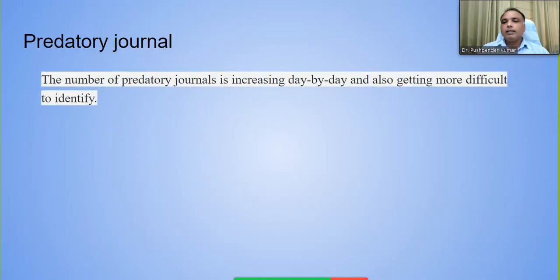Now, this is the main concern. I told you earlier also that India has become a hub of predatory journals. You will see in India a huge number of predatory journals. The number of predatory journals is increasing day by day and also getting more difficult to identify. So here the main problem is you cannot decide on your own which is a right journal, which is the journal you can rely upon, which is more authentic, or which is the predatory or duplicate journal.